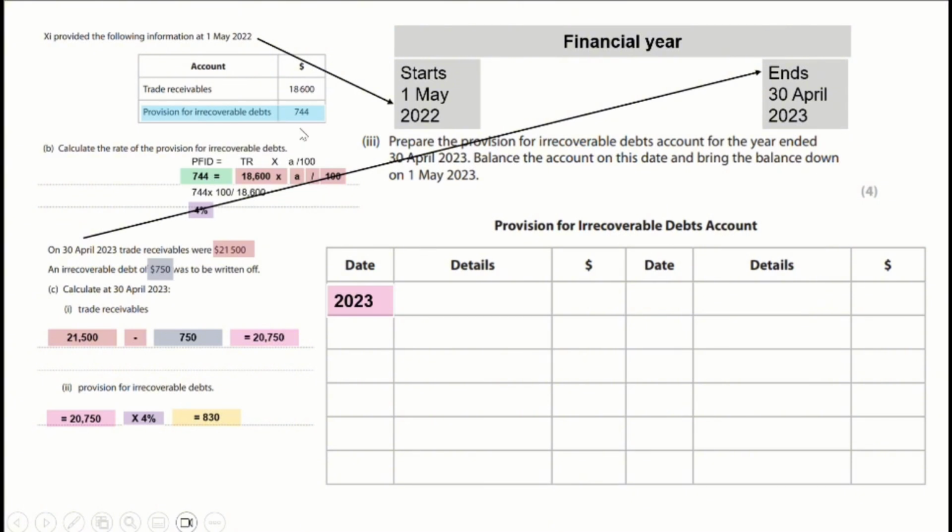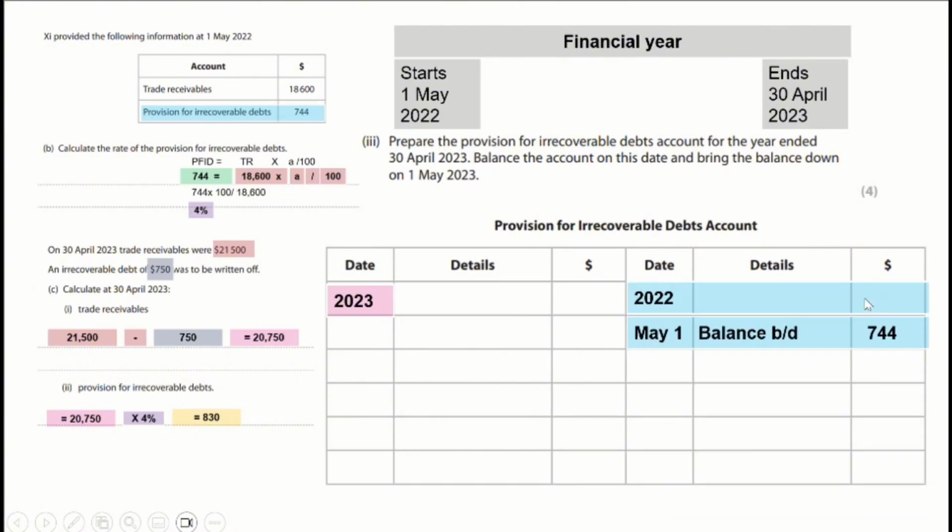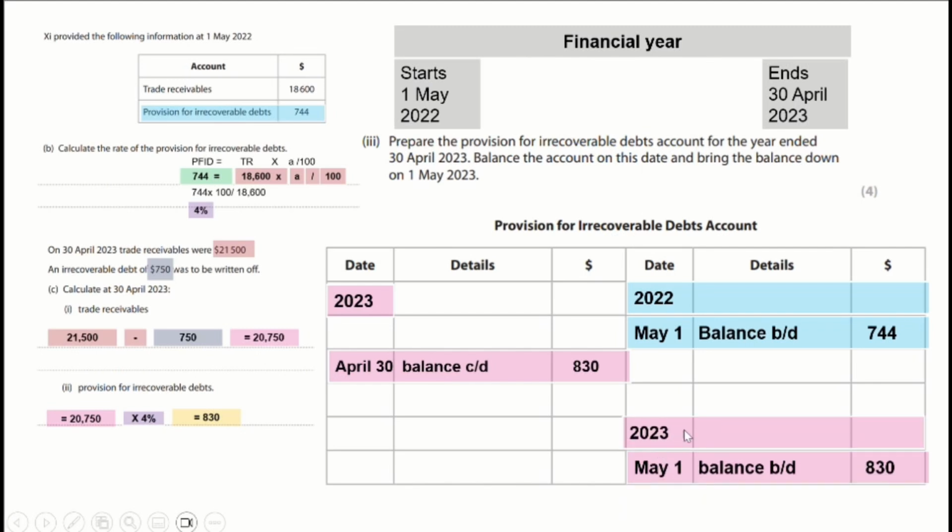Now we have the opening balance of provision for irrecoverable debts 744. We have the closing, which is 830. Remember, provision has an opening balance on the credit side. Therefore, we enter it on the credit side 2022 May 1st balance brought down 744. Now, let's enter the closing, which should be carried down on the debit and brought down on the credit. 2023 April 30th balance carried down 830. 2023 May 1st balance brought down 830.